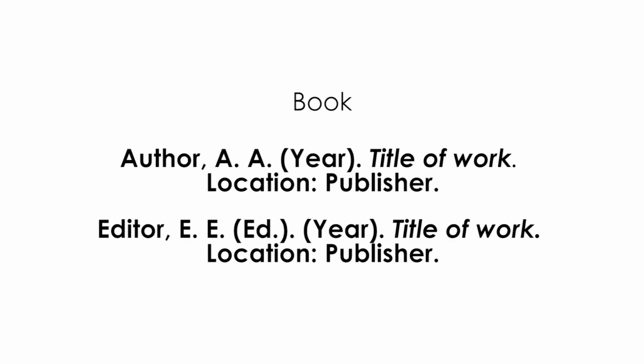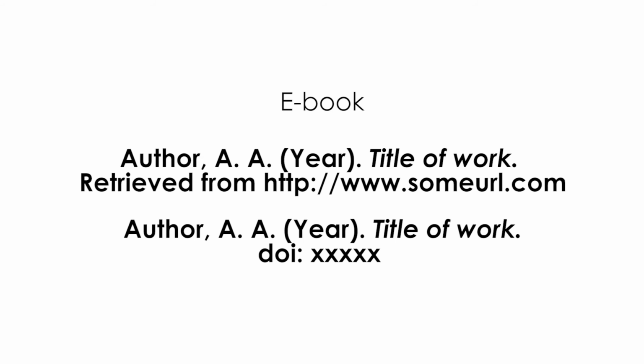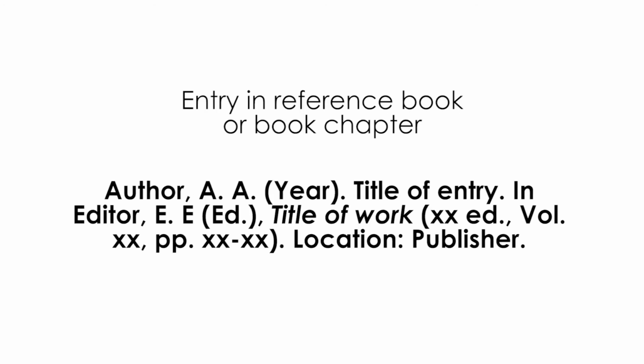Now let's look at how to cite a book. When citing a whole book, use one of the following formats, depending on if it's an authored or an edited book. For an ebook, include its URL or DOI instead of publisher information. When citing an entry in a reference book or a chapter in a book, include the title of the chapter or entry and the editor's names after the author's name and year. Any information about book edition, volume, or page range should be included in parentheses before the publishing information.